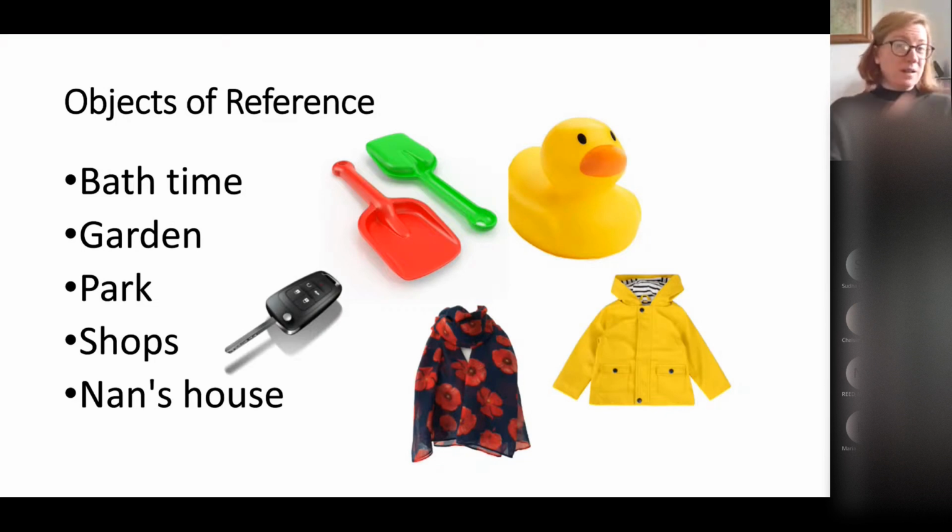So here's a few example things. Starting off with objects of reference, it's recommended that you just start off with a few key activities and places that your child goes to in their everyday routine. So typical things might be bath time, going out in the garden, going to the park, going to the shops and going to Nan's house, for example.